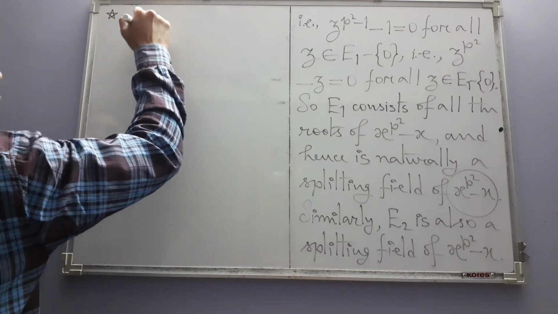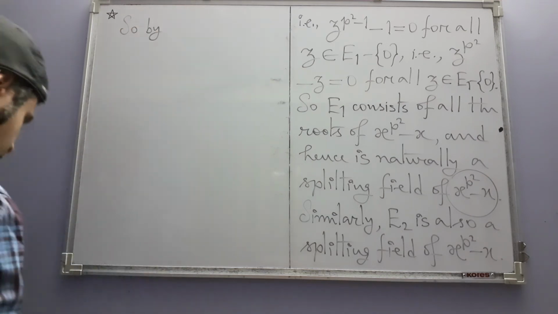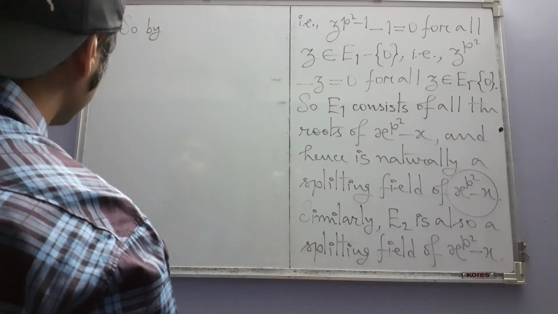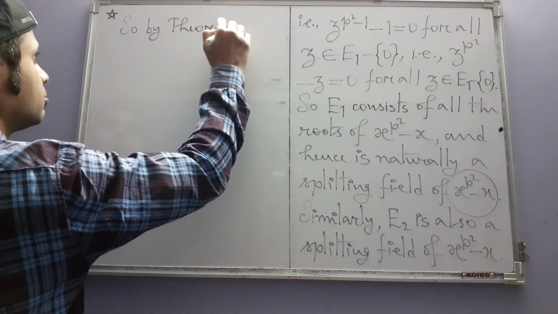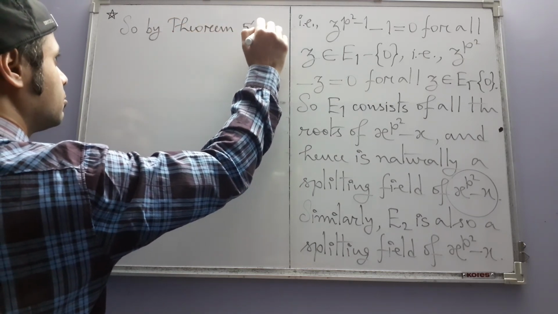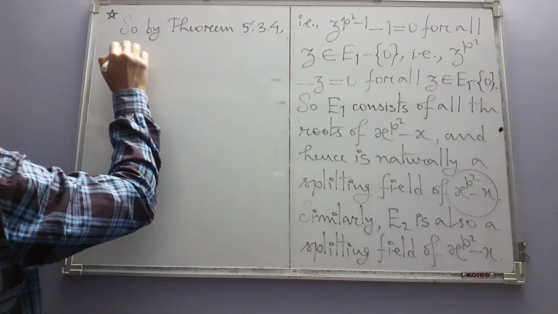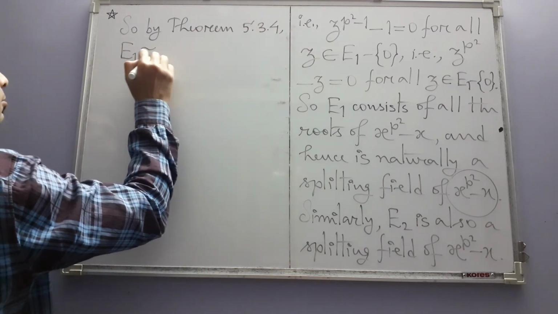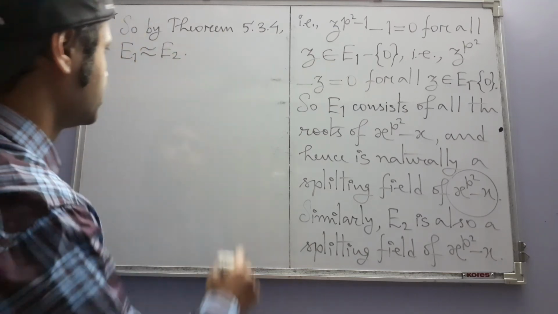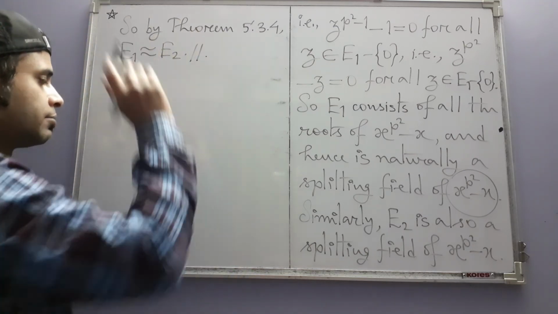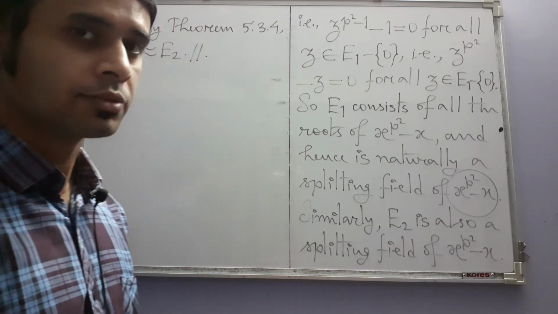So by theorem 534, E1 is isomorphic to E2, and that's just it. And that's where let's end the video also.